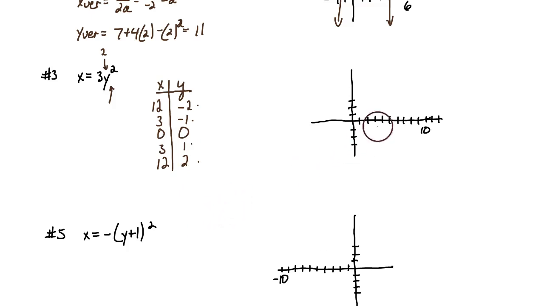Now we can graph. Over 12, down 2. Second row, over 3, down 1. Third row is the 0, 0. Fourth row, over 3, up 1. And the final row, over 12, up 2. Here is our sideways opening parabola.